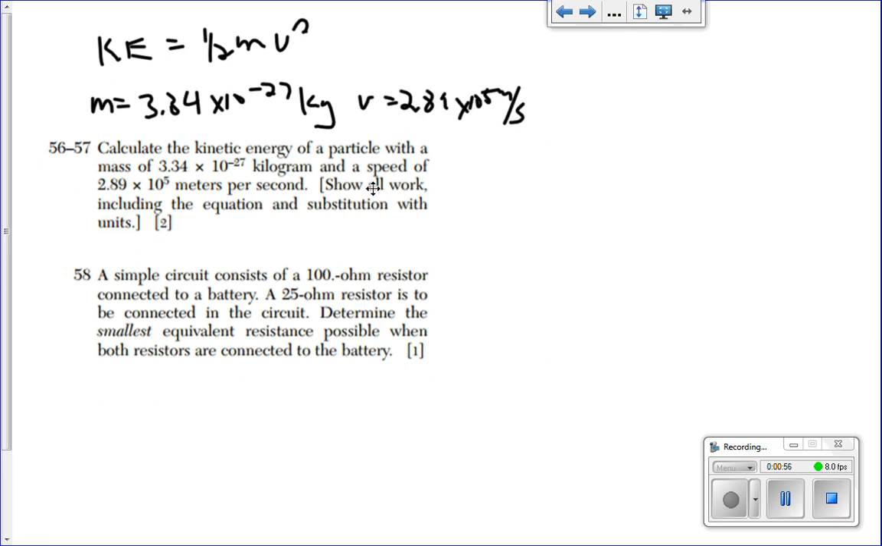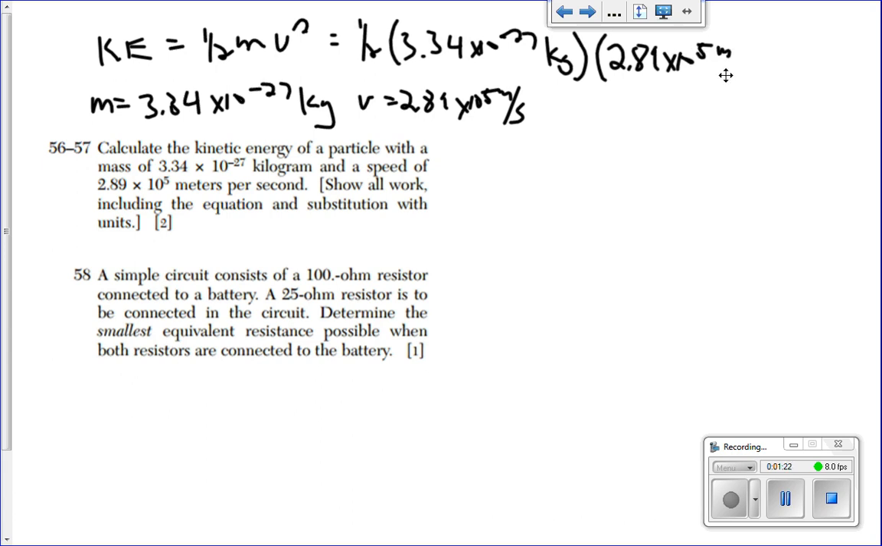All right, so let's plug these numbers in and let's see what we get. So kinetic energy equals 1/2 times 3.34 times 10 to the negative 27th kilograms times 2.89 times 10 to the 5th meters per second squared.